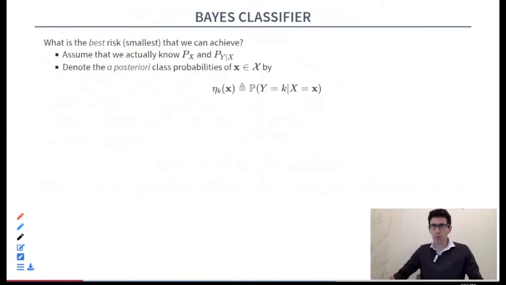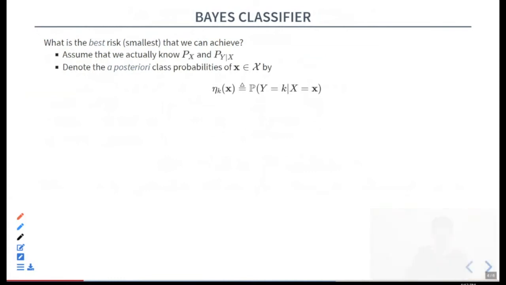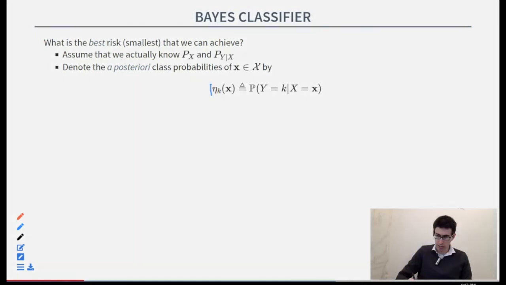I'm going to introduce a few more notations here. The first one is a notation to denote the a posteriori class probabilities of a specific feature vector x. My notation will be the following. I'm going to call eta k of x the probability that the label y is equal to k, given that my feature vector is equal to x. I'm actually not going to restrict myself to simple binary classification. I'm going to use multi-class classification with labels that are indexed by k.